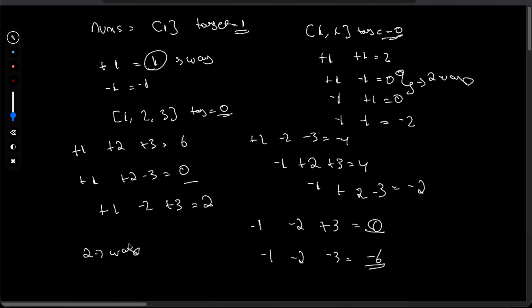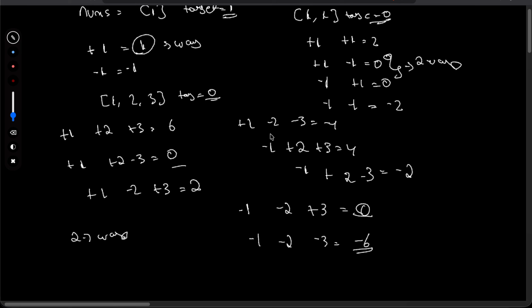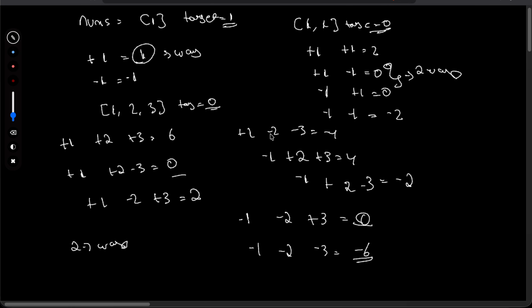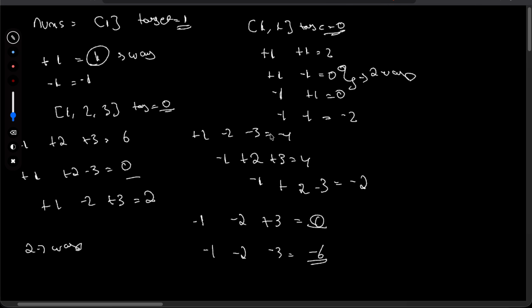So every number must be used, only the sign changes, not the order. Even if numbers repeat, different sign positions count as different ways. So we are counting ways, not just checking yes or no. For each number we choose plus or minus, and count how many sign combinations give exactly the target sum.